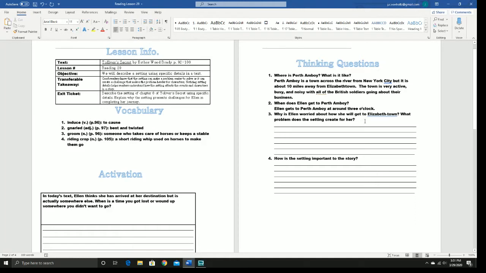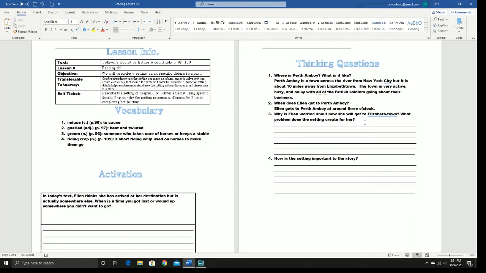Excellent. So next question asks, why is Ellen worried about how she will get to Elizabethtown, and what problems does the setting create for her? Okay. So there's 2 parts to this. Make sure that you find your evidence for both parts and that you're able to explain the problem that is exactly going on with her. You can pause the video and go ahead and do that now. Right, and now that you're back, there are a few things. So the first is, why is Ellen worried about how she will get to Elizabethtown? I think there's a couple things, and I'll show you evidence for a few of them in a second.